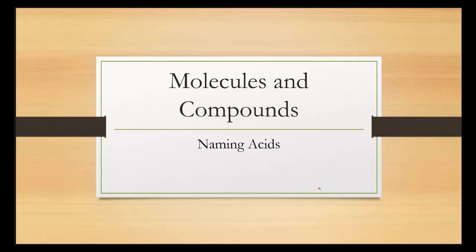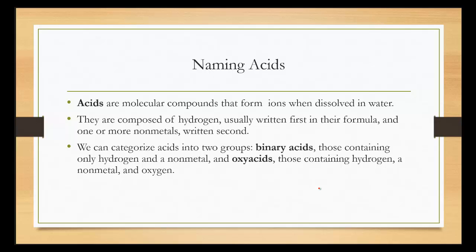In this tutorial, we will be discussing how to name acids. Acids are molecular compounds that form ions when dissolved in water. They are composed of hydrogen, usually written first in their formula, and one or more nonmetals written second. We can categorize acids into two groups: binary acids containing hydrogen and a nonmetal coming right off the periodic table, or oxyacids, those containing hydrogen, a nonmetal, and oxygen as well, and these are going to be the polyatomic ions.